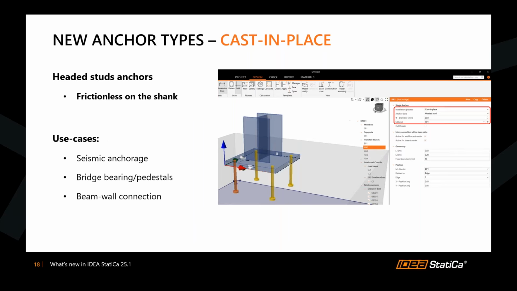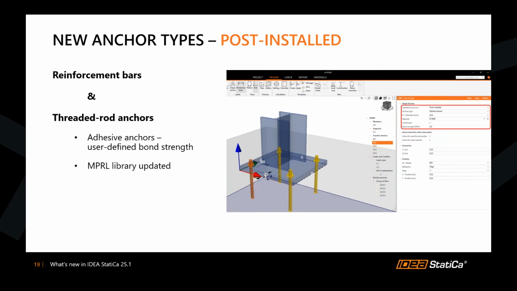Next one, we have headed stud anchors. It's also frictionless, or smooth, on the shank. The use cases for this are usually seismic anchorage, bridge bearings, and beam-to-wall connections, as you can see. All right, so that's all for the cast-in-place.